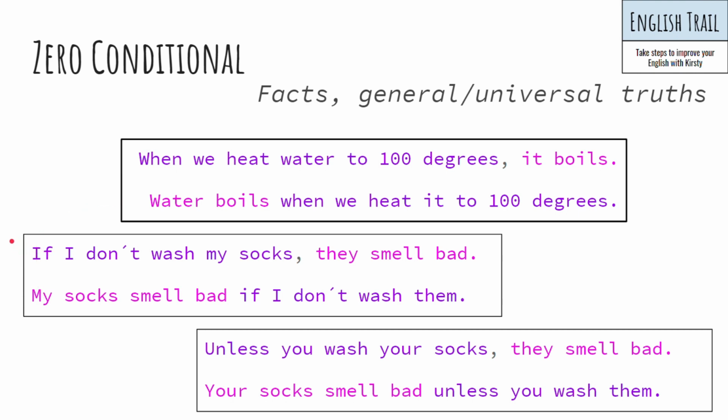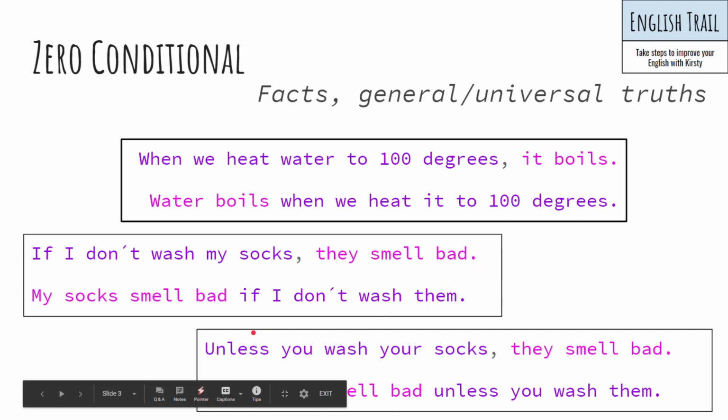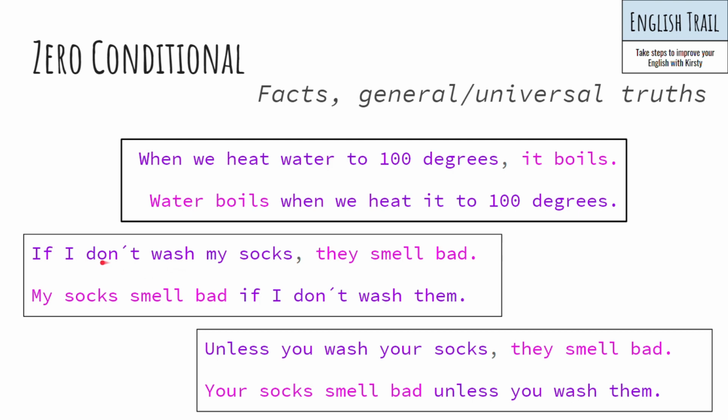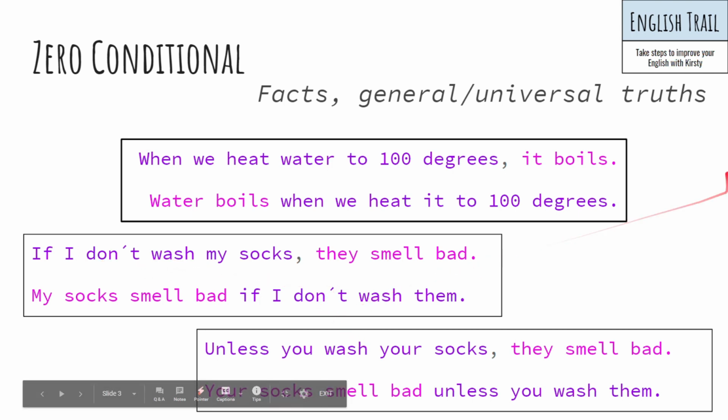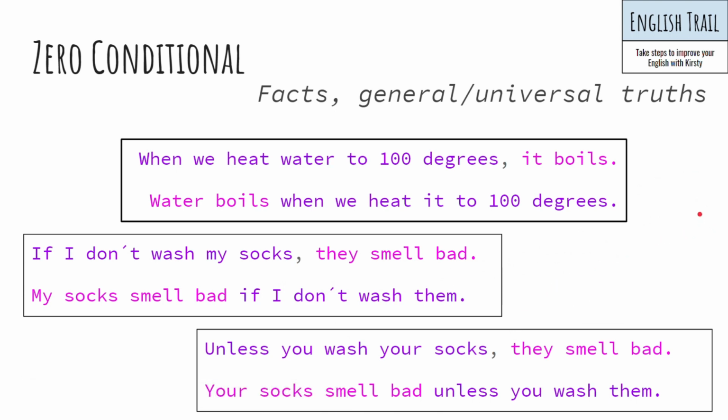This one of my students gave to me. So thanks, Adolfo, if you're listening. So if I don't wash my socks, they smell bad. Or alternatively, my socks smell bad if I don't wash them. Now to change that so that you use unless, you make the verb that was before negative, you make it positive here. So unless you wash your socks, they smell bad. Or your socks smell bad unless you wash them.